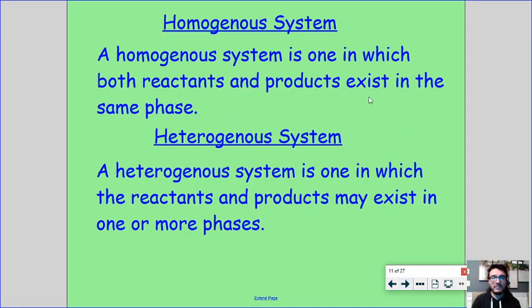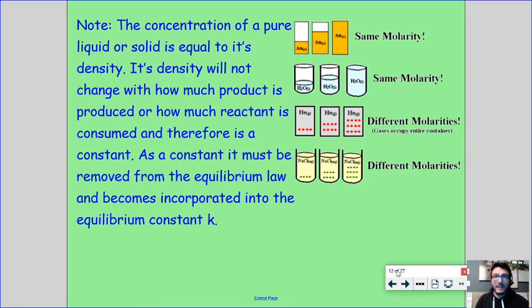Now, just as a bit of review, back to grade 9, a homogeneous system. See how things are coming full circle. A homogeneous system is one where all your phases look the same. So very simply put, that's one phase. A heterogeneous system is one that is not. So we can extend that then to the different types of reactants and products that you might see in equilibrium problems.